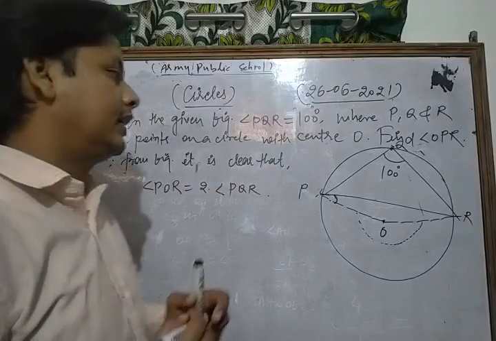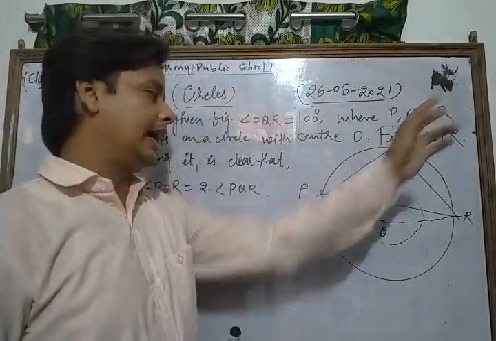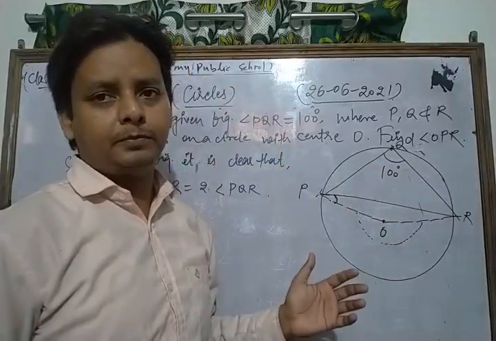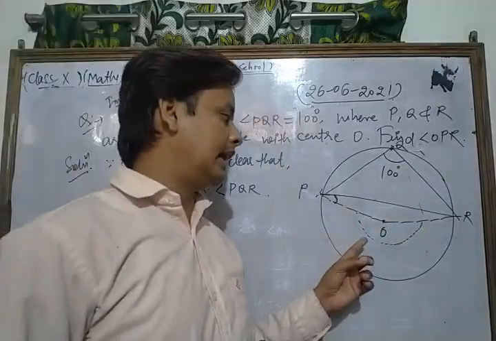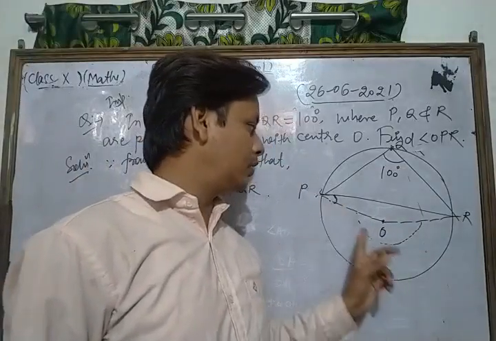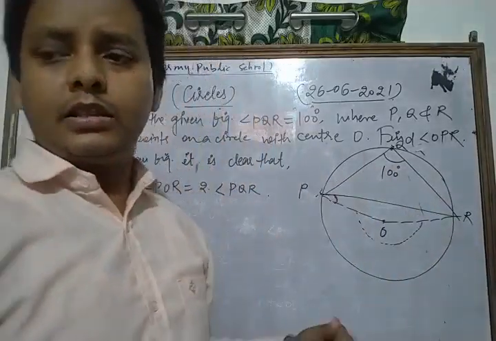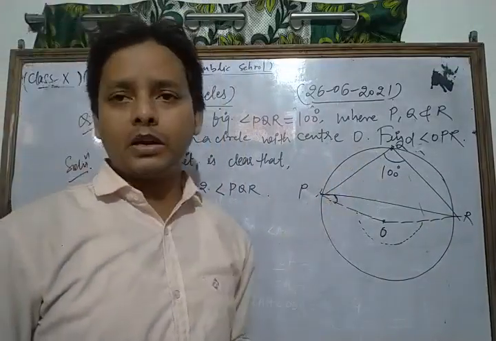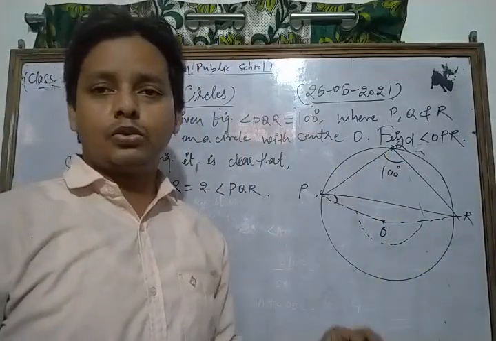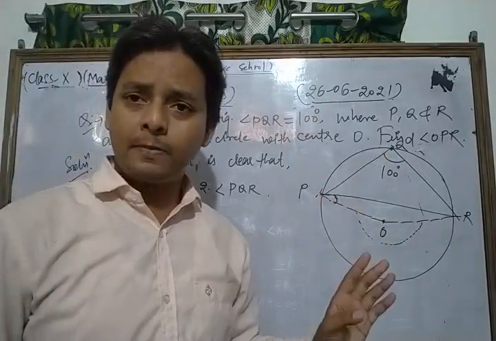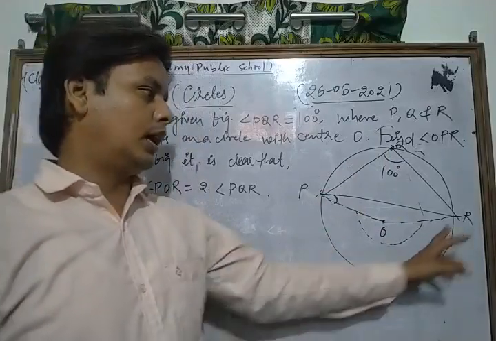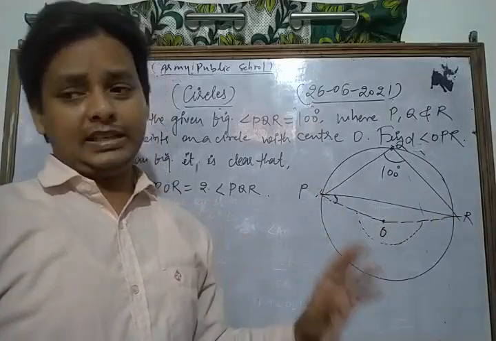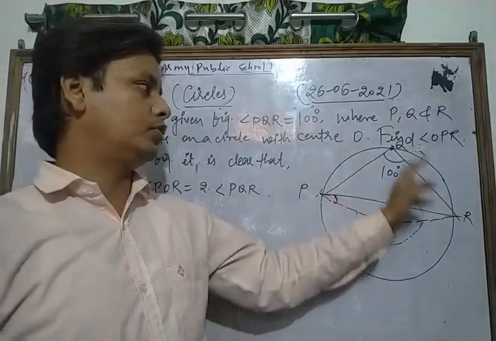because in the given figure the angle subtended by arc PR at the center of the circle, that is angle POR, is always 2 times the angle subtended by the same arc at any remaining part of the circle. So here Q is also a point other than P and R. According to the previous theorem, angle POR is equal to 2 times angle PQR.